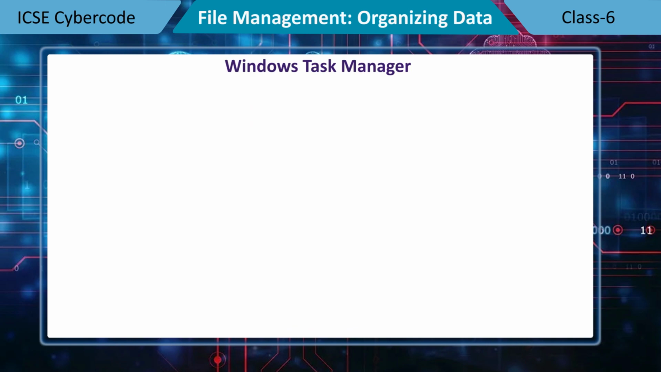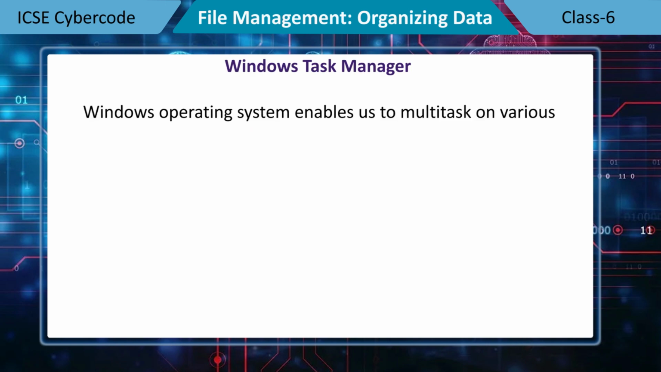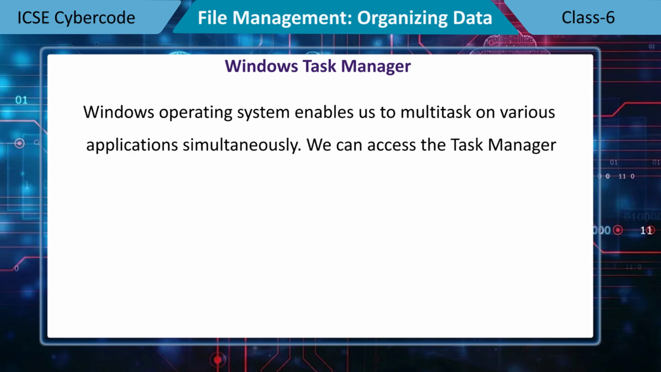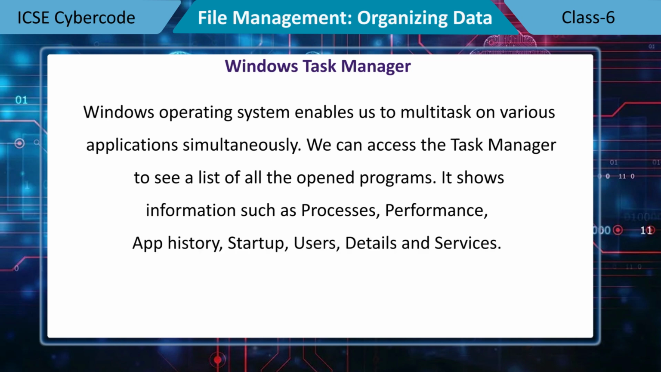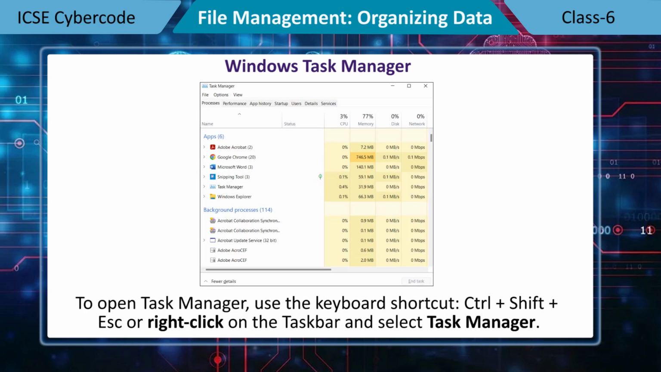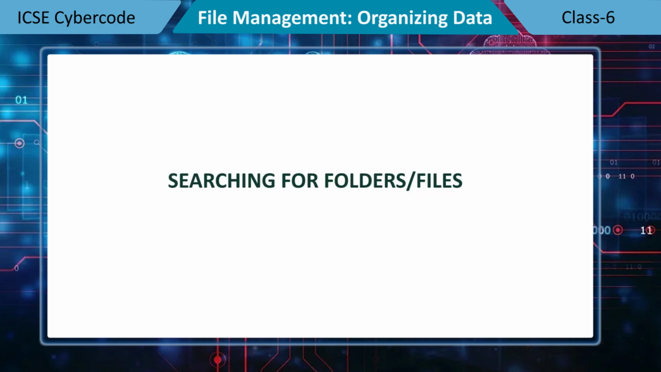Windows Task Manager. Windows operating system enables us to multitask on various applications simultaneously. We can access the Task Manager to see a list of all the open programs. It shows information such as processes, performance, app history, startup, users, details and services. To open Task Manager, use the keyboard shortcut Ctrl plus Shift plus Escape or right-click on the taskbar and select Task Manager.